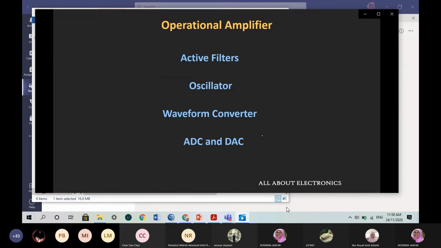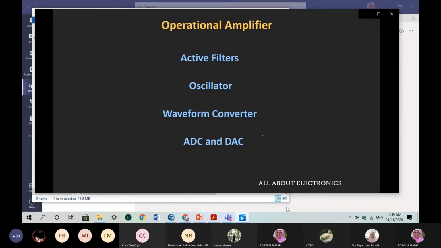But this op-amp can also be used in so many other applications, like in designing active filters, oscillators, waveform converters, and analog to digital and digital to analog converters. And if we count, the list will go on. So basically this op-amp is a very versatile IC, and you will find it in so many applications. The reason this op-amp is used in so many applications is because of its different characteristics.